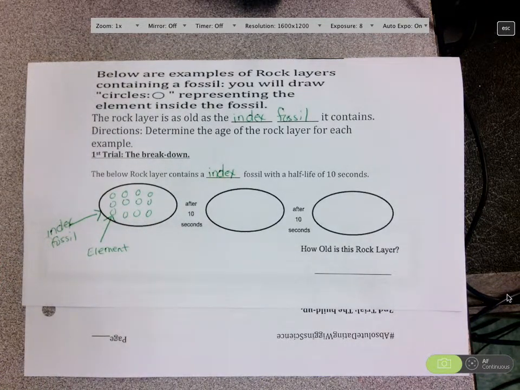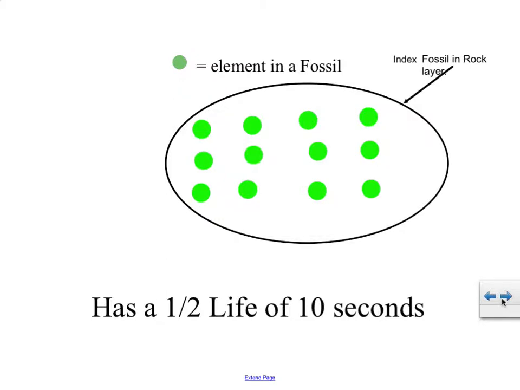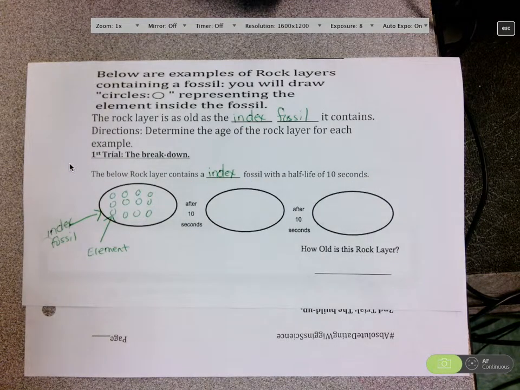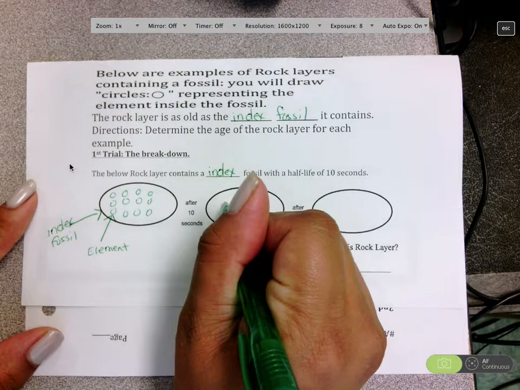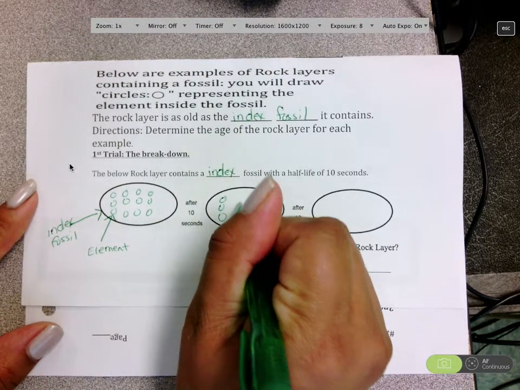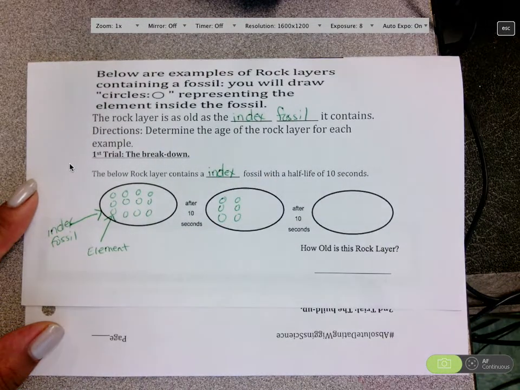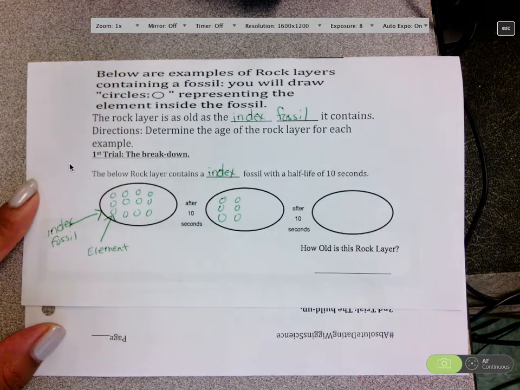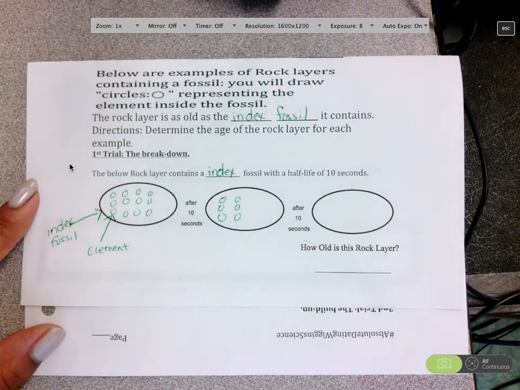Okay. After 10 seconds, count 10. 1, 2, 3, 4, 5, 6, 7, 8, 9, 10. Half-life. Half of what was there goes away. So now we have how many? 6. We're going to use it. We're using these different circles to label step by step what happens. So we started in the past and we're bringing it to the future, to the present.